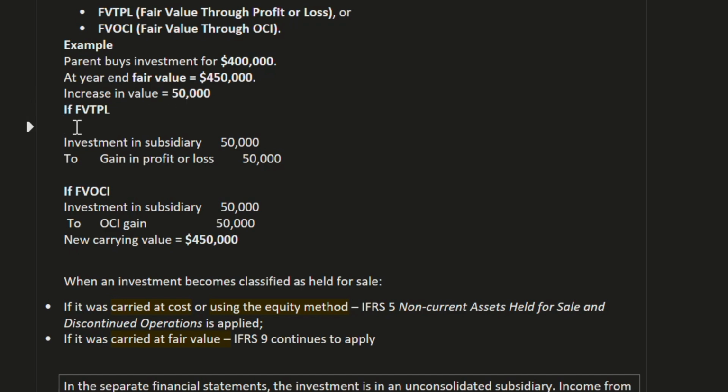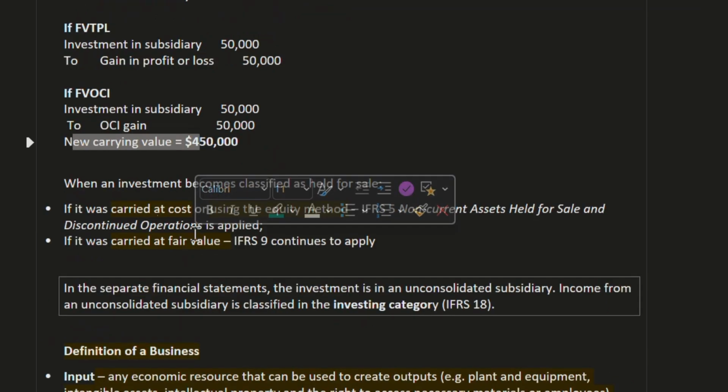So if it is the fair value method, if it is fair value through profit and loss, then investment in subsidiary 50,000 to gain in profit or loss 50,000. If it is fair value through OCI, investment in subsidiary 50,000 to gain in OCI 50,000. So the new carrying value will be 450,000.